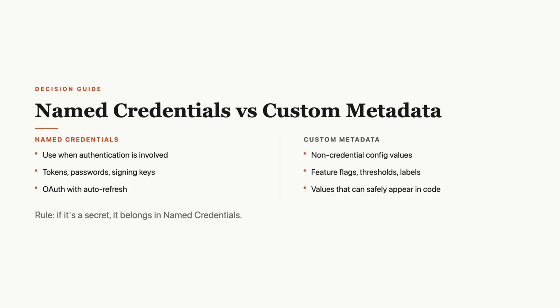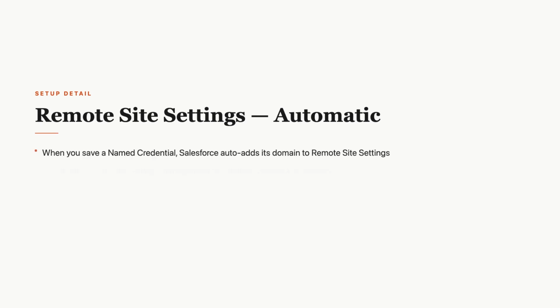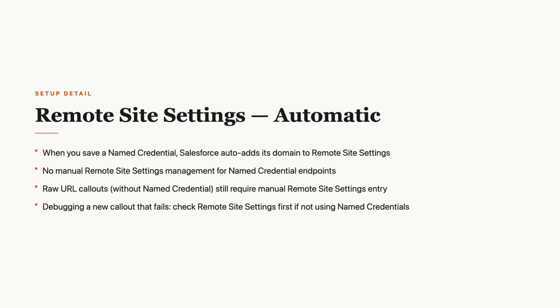The two-record model enables per-user authentication to work properly at scale. When a user connects to an external service, their token is stored against their user record's association with the external credential. Multiple named credentials can reference the same external credential. So if you have 3 API endpoints that all use the same OAuth app, you create one external credential and 3 named credentials, each with its own endpoint URL, but all sharing the same auth configuration.